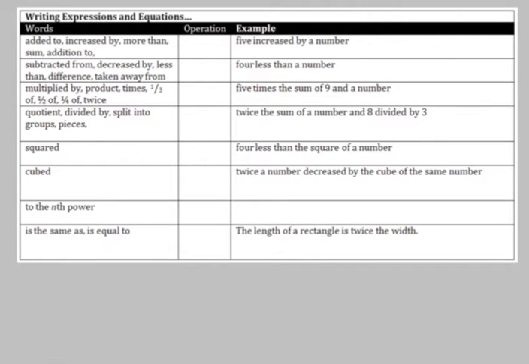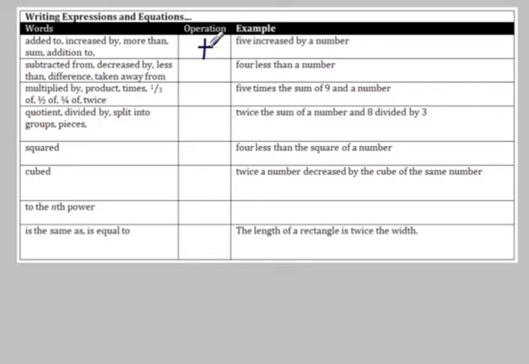Okay, so here we're going to fill out this chart. That way when you're writing word problems, you can use this chart as reference. For example, if you see something that says added to, increased by, more than, sum, addition to, you're going to be using addition, that plus sign. We could also see 5 increased by a number. That would mean 5 plus a number.